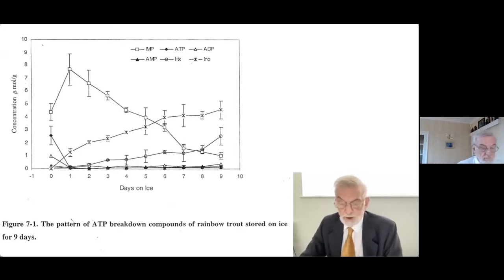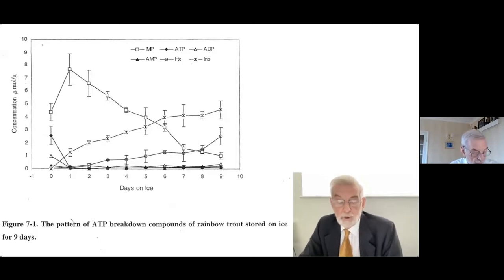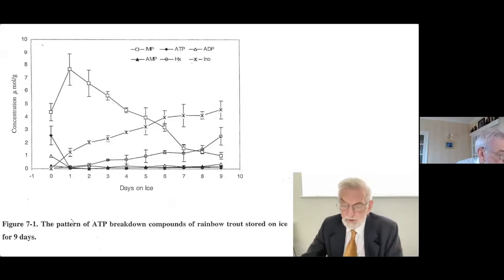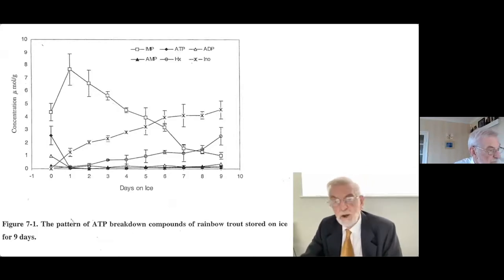After day 1, that starts to fall because it is now breaking down faster than it is being formed. So the levels of IMP then fall continually for the rest of that storage period. If you also look at the inosine and hypoxanthine, those two compounds, you will see that they steadily rise from day 1, day 2 onwards and increase steadily up to day 9.